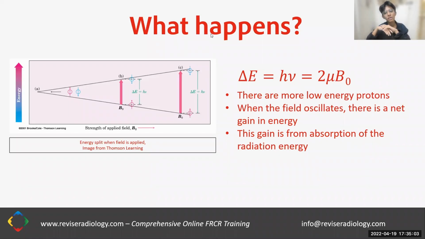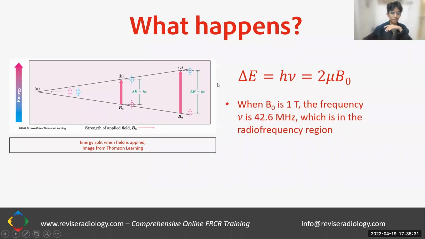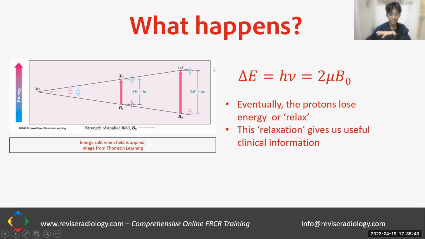So what happens? We've applied this external magnetic field. There are more low energy protons than high energy protons. When we apply this electromagnetic pulse, that has the same effect as an oscillating field. So the protons experience a net gain in energy due to the distribution of the energies when the flipping happens. In general, there's a gain in energy for the protons, and this is experienced as an absorption of the radiation energy. So when the B naught is 1 Tesla, the frequency nu is 42.6 megahertz, which is in the radio frequency region of electromagnetic radiation.